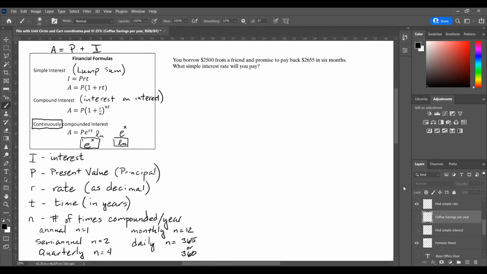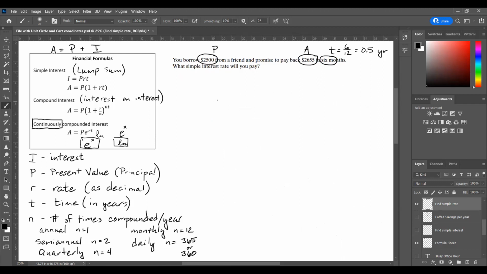So let's go ahead and find a different kind of problem that uses interest. We borrowed $2,500. That's the amount of the loan, so that's our principal. We promised to pay back $2,655. That's our future value in 6 months. So time equals 6/12, or 0.5 years. Remember, I needed that in years.